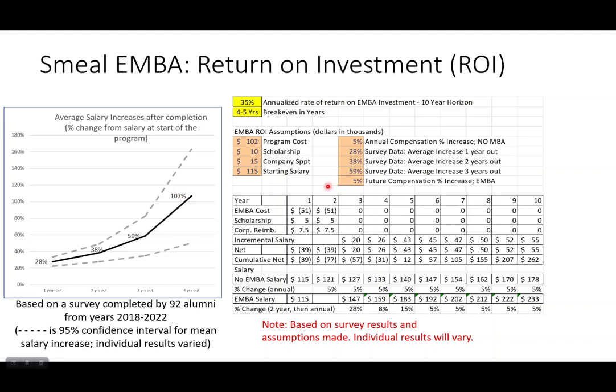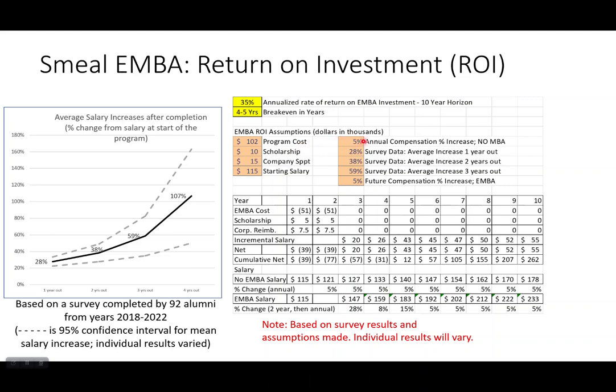So here's the spreadsheet that I developed. I first put in my inputs. Let's say that the program cost for the upcoming year is $102,000. Scholarship, let's assume that the person got a $10,000 scholarship, so their net cost is $92,000. And then there was company support of $15,000. So that's going to offset the cost of the program. Let's assume that the incoming salary for a student next year, base compensation, was $115,000.